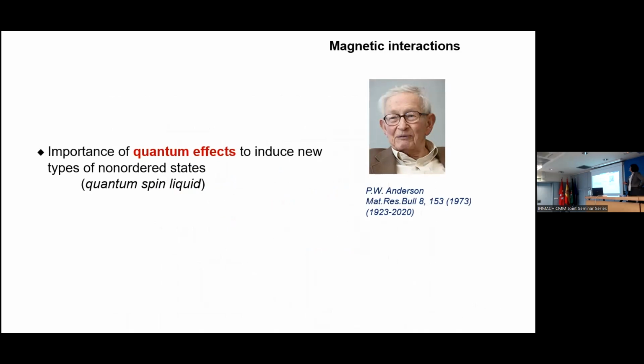So here I'm quoting again Phil Anderson. He died just a few years ago, in 2020. He has been one of the most, I would say, prolific physicists in solid-state physics. He has brought a lot of concepts to the understanding of what happens in condensed matter physics. He has very nice works, and of course he got the Nobel Prize for one of those. And at that time, in the 70s, he was already thinking about how we can get magnetic states which are not these ordered ferro-antiferro.